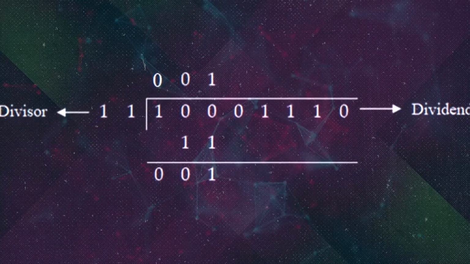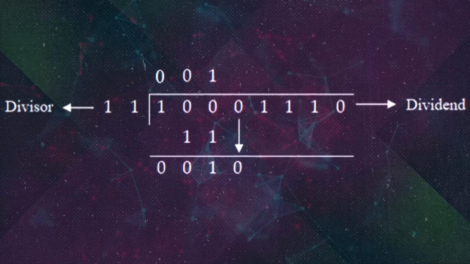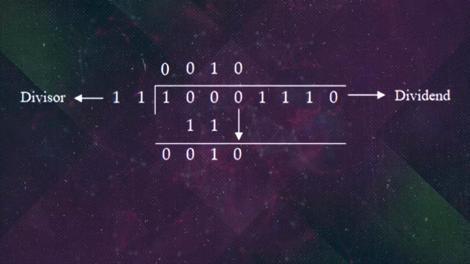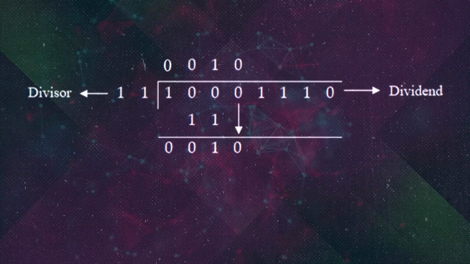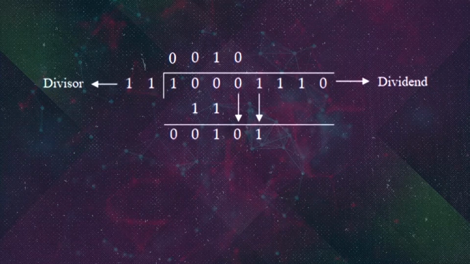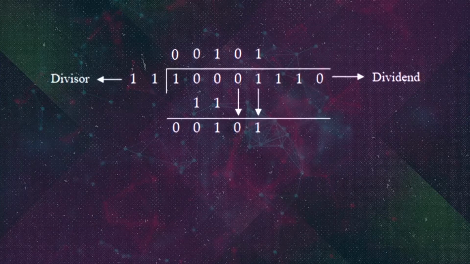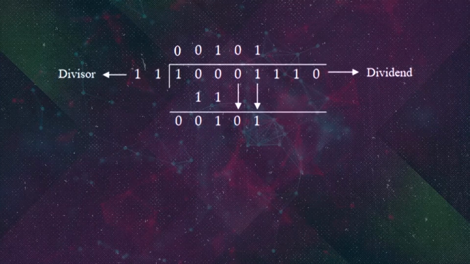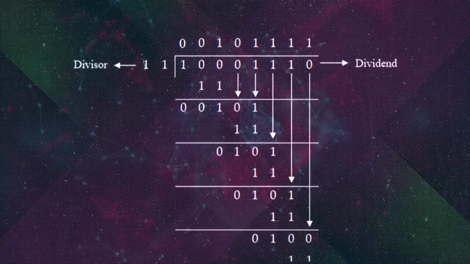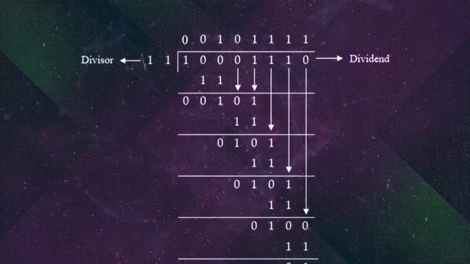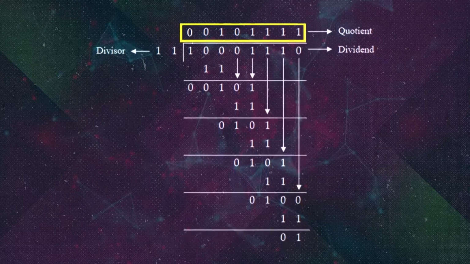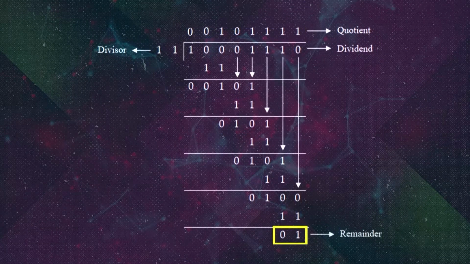Then bring down the next digit from the dividend. So, the number becomes 1 0, but 1 0 is less than 1 1, and so we write 0 at the quotient portion and bring one more digit down. Now, it becomes 1 0 1. This is greater than 1 1. So, the quotient bit can be written as 1. Then multiply, subtract, and we get 1 0 as the remainder. This process is repeated until we complete all digits from dividend. And finally, we get the quotient as 0 0 1 0 1 1 1 1 and the remainder as 0 1.